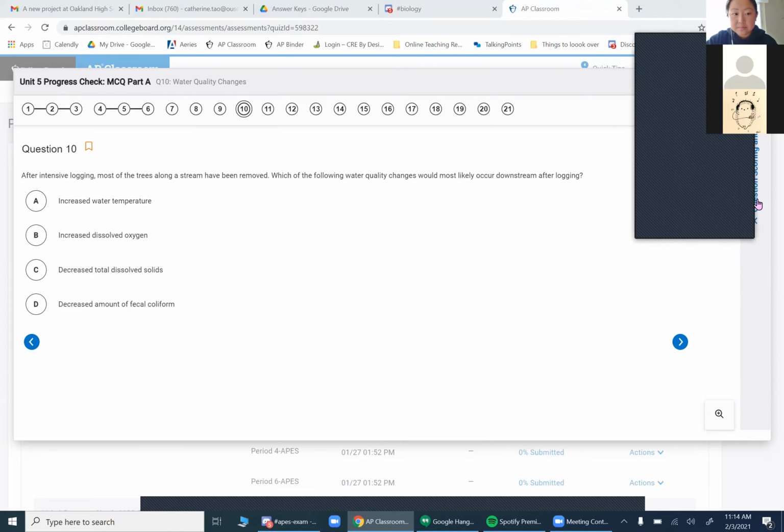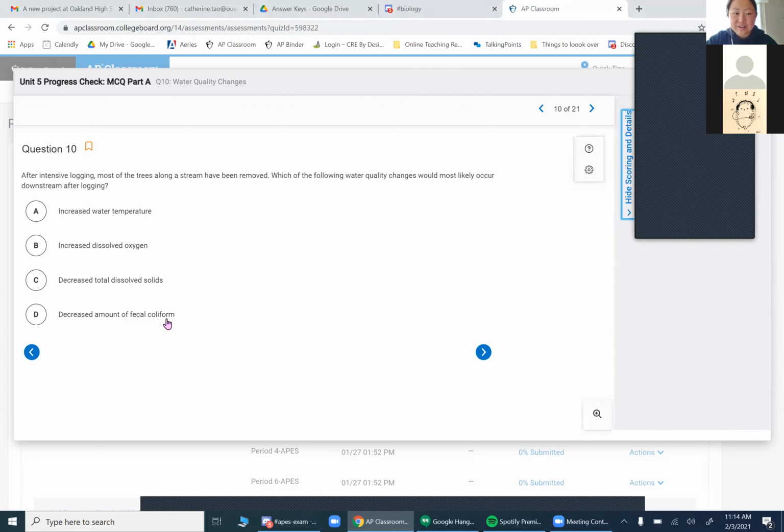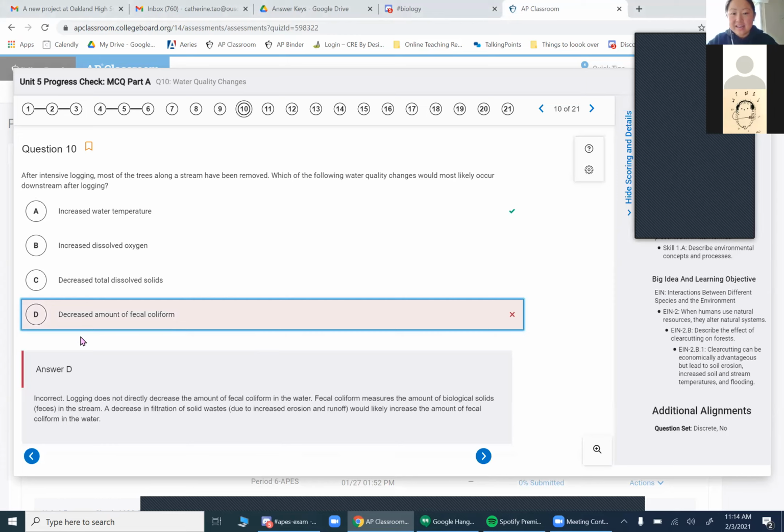What's fecal coliform? Is that just feces? Yes. And so their reasoning for it says a decreased infiltration of solid waste due to runoff. It would increase the amount of fecal coliform in the water because you're allowing more sediment to run into the river. Okay, okay. That makes sense.